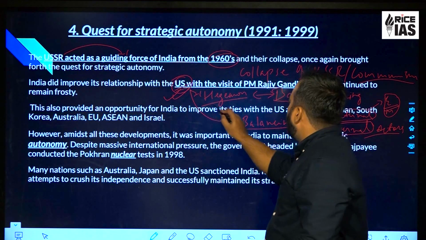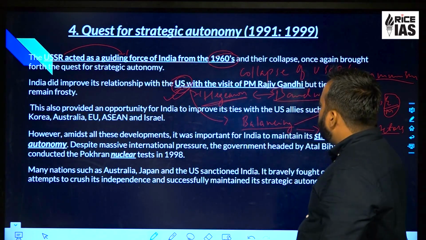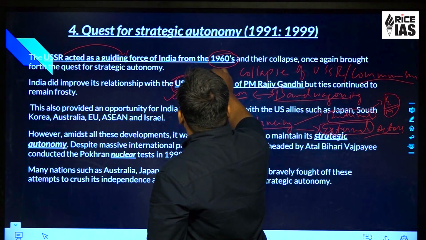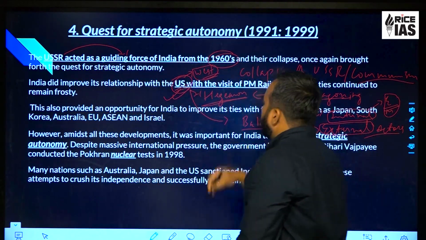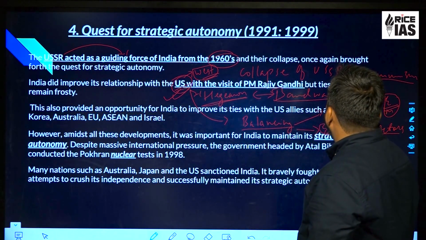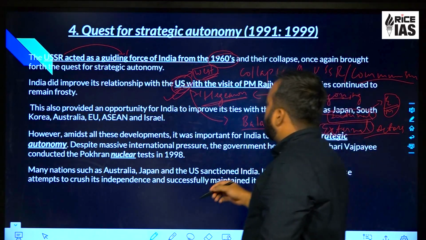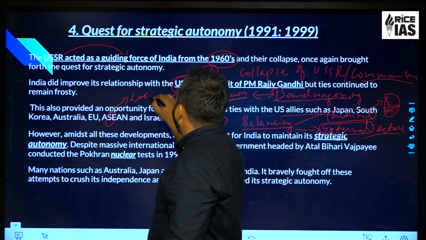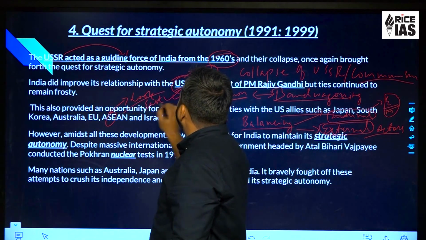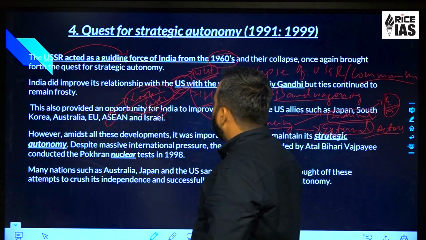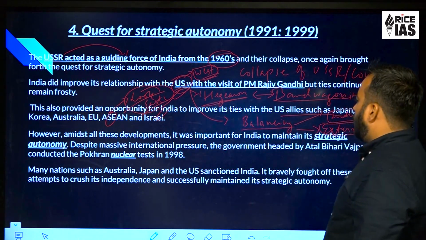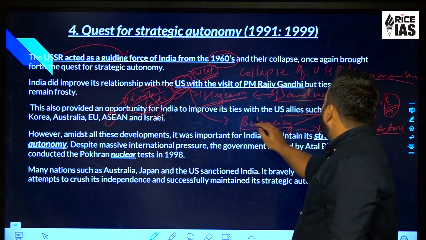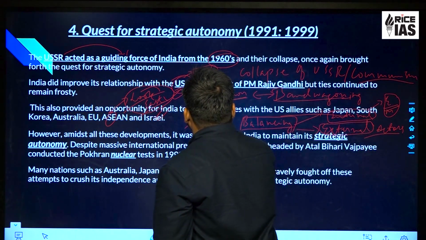India chose to improve its relationship with the USA, the West in general. That's what India chose to improve relations with: US allies, of course, South Asia, ASEAN and Israel. India launched the Look East policy at this time. Strategic autonomy is also important. That can be done by balancing. Strategic balancing.